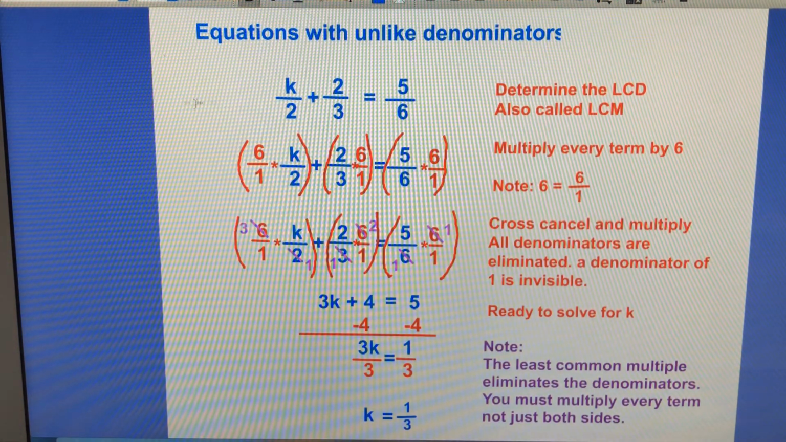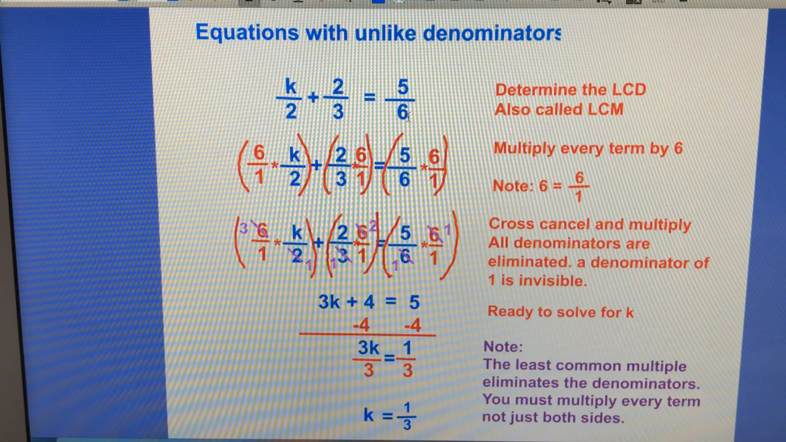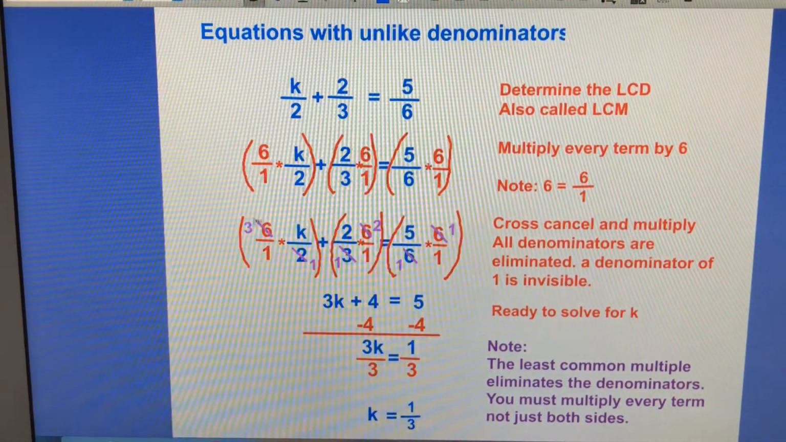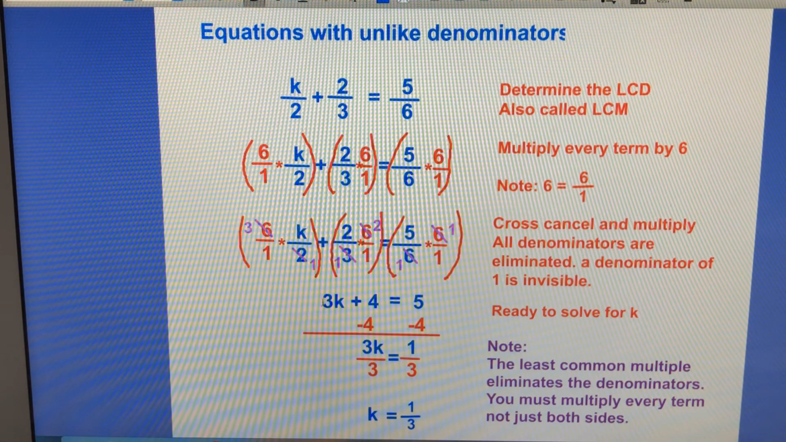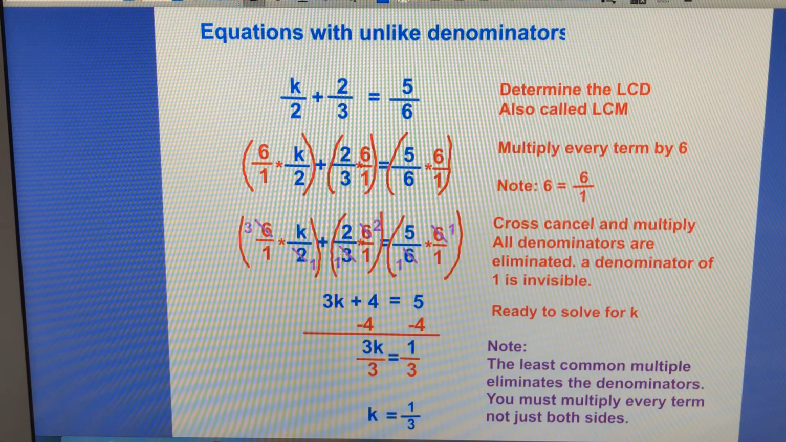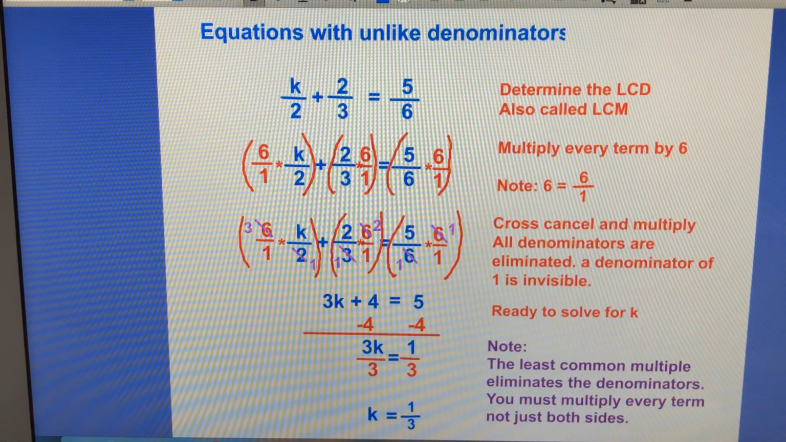So here I have unlike denominators. Find your largest denominator, 6. Do 2 and 3 go into 6 evenly? Yes. Multiply every fraction by 6, every term. Cross cancel. You are left with 3k plus 4 equals 5. Now you can solve. Subtract the 4, divide by 3. The least common multiple eliminates all denominators. It might look like a lot of work, but that's only because I retyped it so many times. You would do it once, and then you would just cross cancel and go to your final answer.